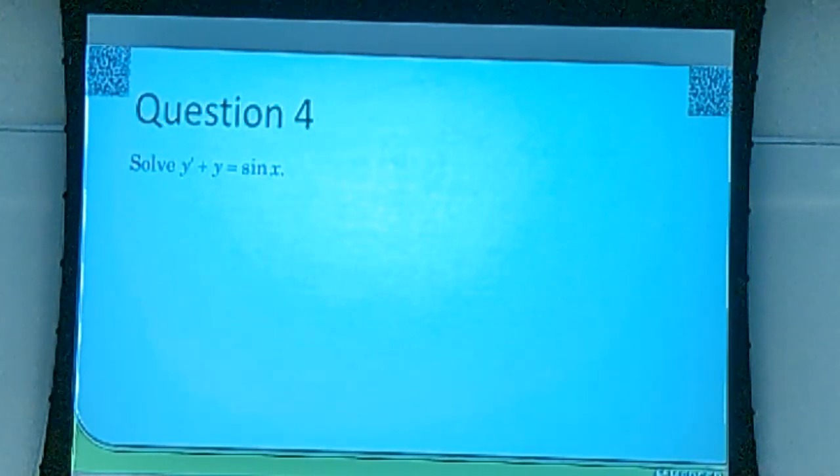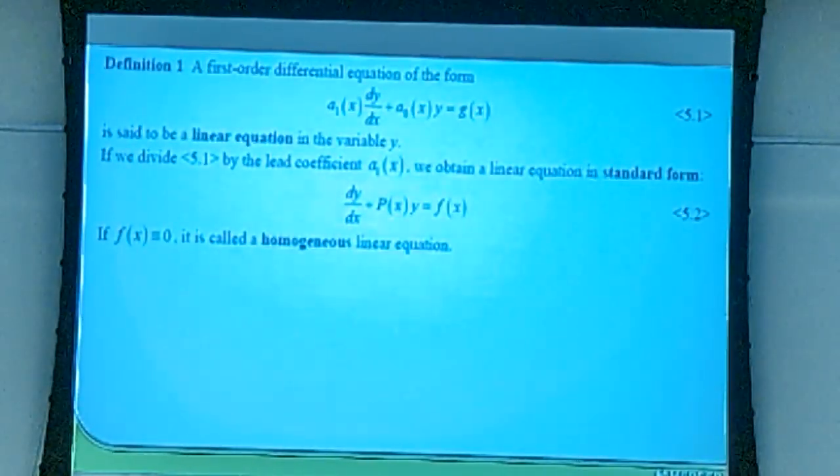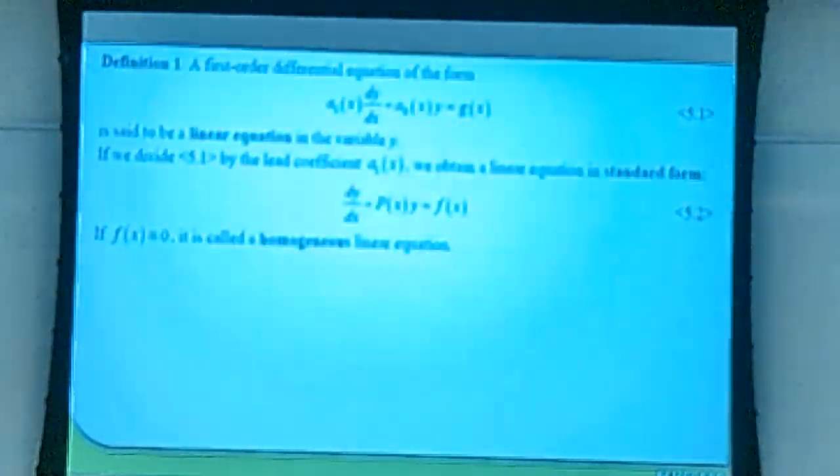Is that linear? Is it standard form? No, it's not. What does it mean to be in standard form? Coefficient of y prime is 1. It is standard. What is p of x?